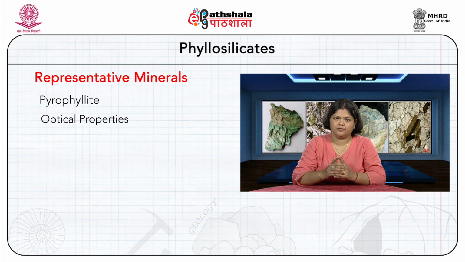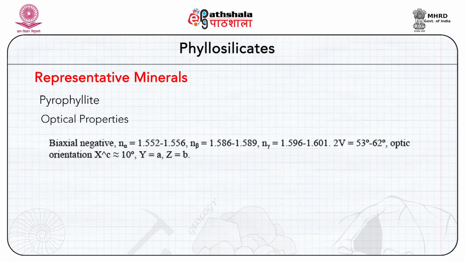As for the optical properties of pyrophyllite, it is colorless in thin section. It shows low to moderate positive relief, is biaxial negative, has an N alpha of 1.552 to 1.556, N beta equal to 1.586 to 1.589, N gamma equal to 1.596 to 1.601. The 2V angle varies from 53 to 62 degree. Optic orientation wise, the angle between X and C crystallographic direction is 10 degree, Y is equal to A and Z is equal to B.